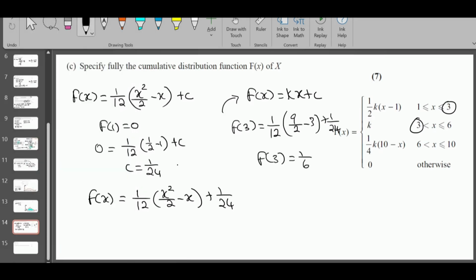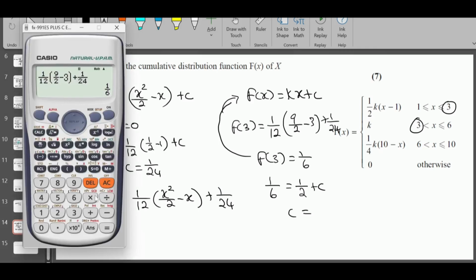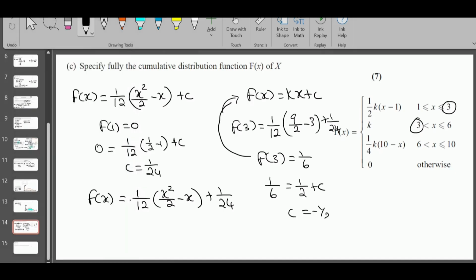Using this condition in here, 1 over 6 is, replace x by 3, 3k. We know k is 1 over 6. So 3k is 1 over 2 plus c. c is 1 over 6 minus 1 over 2. That's minus 1 over 3. So we can write F of x as kx minus 1 over 3. You see, it's a 7-mark question. That's why a lot of work.